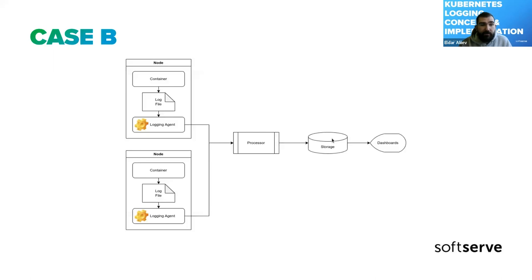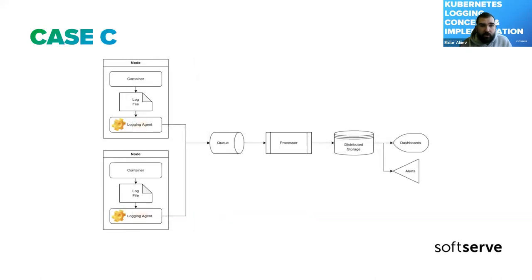However, this works for the middle infra. Probably you will have limited abilities to scale the processor component. So for those cases we have another approach. We have case C, which could work for different infrastructure sizes, but from the cost perspective, it's optimized for huge infrastructures.